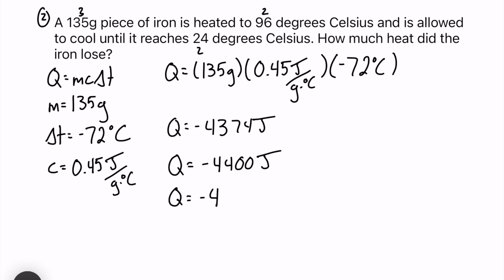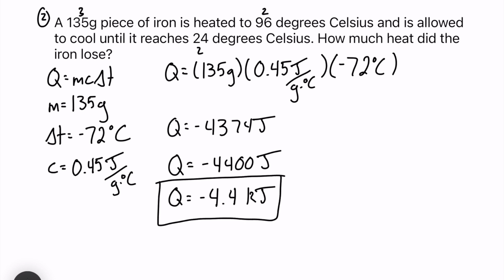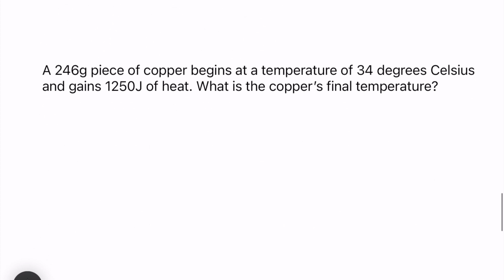lost negative 4.4 kilojoules. And again, this makes sense because the Q value is negative. That means iron lost heat, which makes sense as the temperature decreased from 96 degrees Celsius to 24 degrees Celsius. Let's move on to number 3.